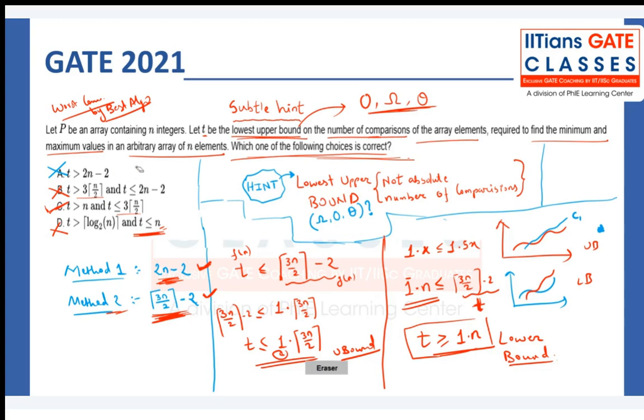As you did for the first one, you rejected the A option, which was outright wrong. Similarly, you can go for the B option, right? Because for the best algorithm, this p cannot be greater than 3n by 2. We know that, so this option is rejected. And the third option is p less than n. The upper bound cannot be n, because even the best algorithm takes 3n by 2. So we are only left with one option.